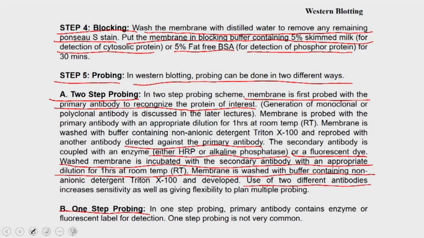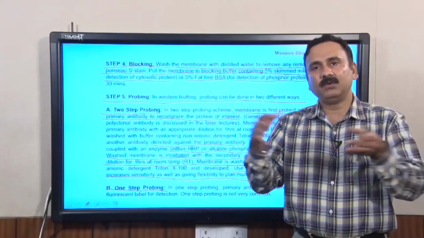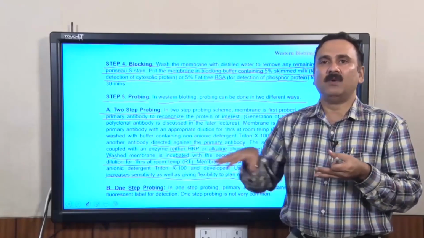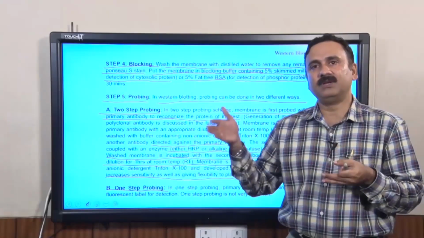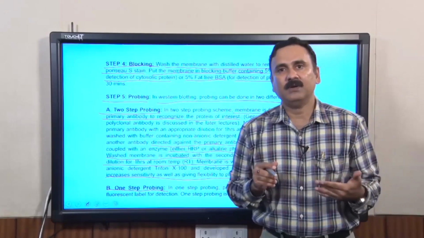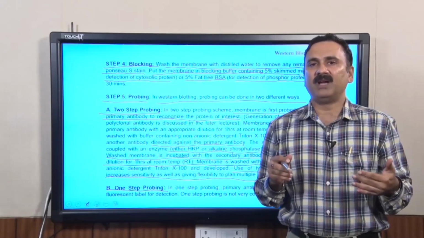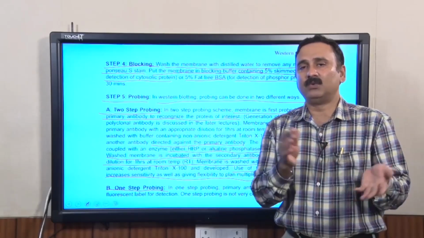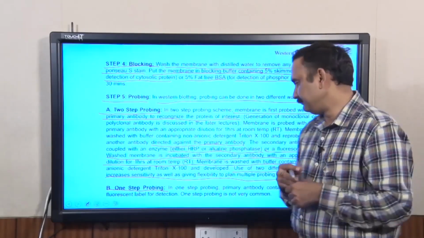Use of 2 antibodies increases the sensitivity as well as the flexibility to plan multiple probing. For example, if you have 5 membranes, you can add different primary antibodies and club them, or you can plan things properly, because you have 2 steps, whereas in a single step, first of all, you are going to compromise on the sensitivity. Secondly, you have to compromise on the flexibility, because you cannot have the 2 antibodies.